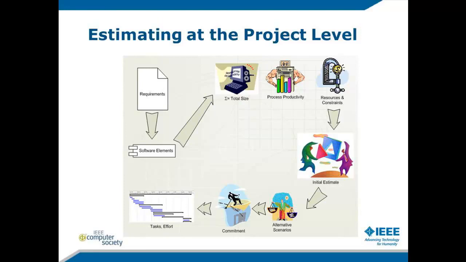Once we get a macro level estimate that we like and we're comfortable with, where we know how long it's going to take us, how many people we're going to need, and how much it's going to cost, then we want to break that estimate down at a task level so we can manage the project on a day-to-day basis. So those are some of the things we want to focus on at a project level.